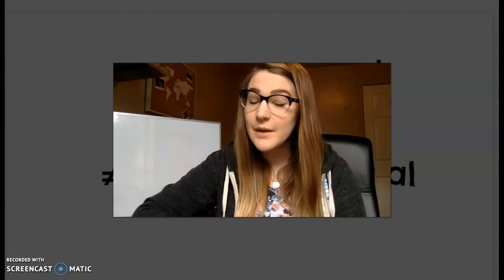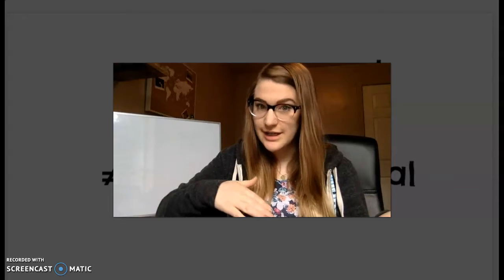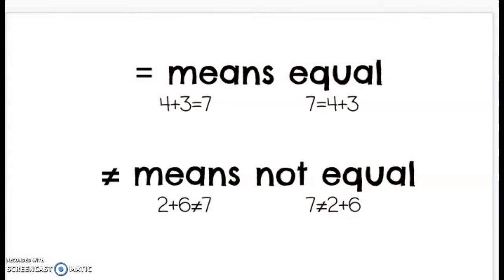All right, the last thing that I want to go over with you is the equal sign and the not equal sign. So let me show you what those look like. You already know what the equal sign means. So the equal sign means that it's equal. So it doesn't even really matter which side of the equation that it's on, because 4 plus 3 equals 7 means the same thing as 7 equals 4 plus 3.